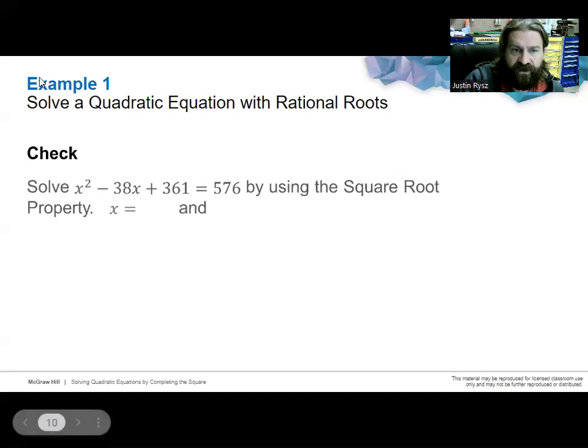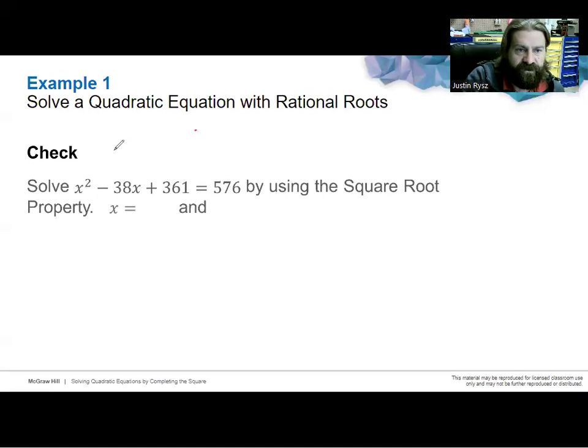All right, so pause this video. Let's see if you guys can do this one as well. All right, so we double check, does negative 38 divided by 2 squared equal 361? Let's see, 19 squared. Yep, it is 361. So we would get (x minus 19) squared is equal to 576.